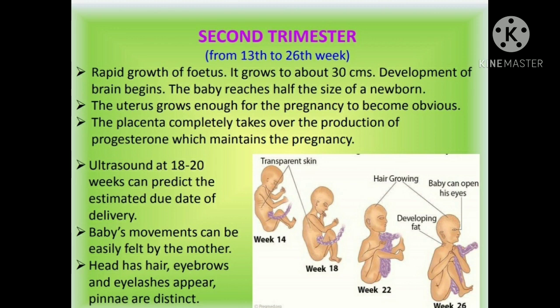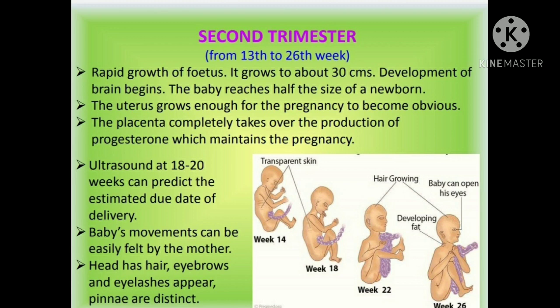Coming to the second trimester. The second trimester starts from the 13th to the 26th week. It is the period of rapid growth of the fetus. The uterus grows enough for the pregnancy to become obvious, which means it can be visible to everyone.